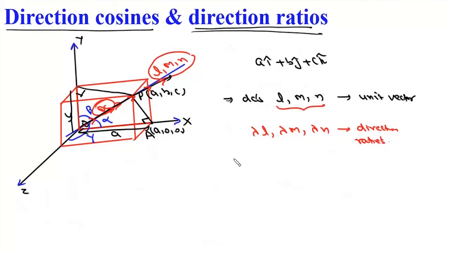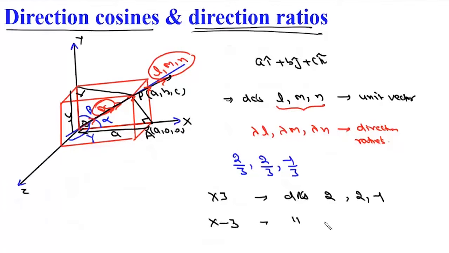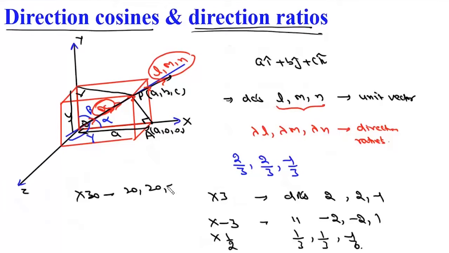So say for example, suppose direction cosines of a line are 2 by 3, 2 by 3 and minus 1 by 3, then if we multiply it with 3, we can say its direction ratios are 2, 2 and minus 1. If we multiply it with minus 3, then direction ratios are minus 2, minus 2 and 1. If we multiply it with 1 by 2, we can write this as 1 by 3, 1 by 3, minus 1 by 6. If we multiply it with 30, then we can write them as 20, 20 and minus 10.